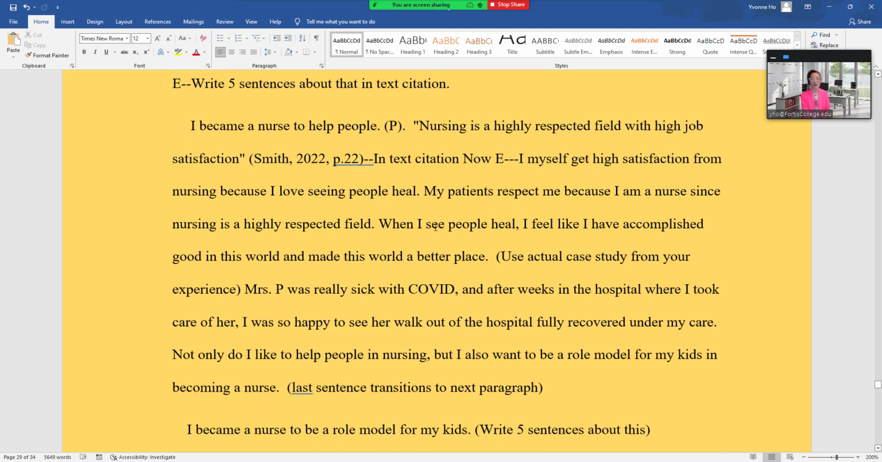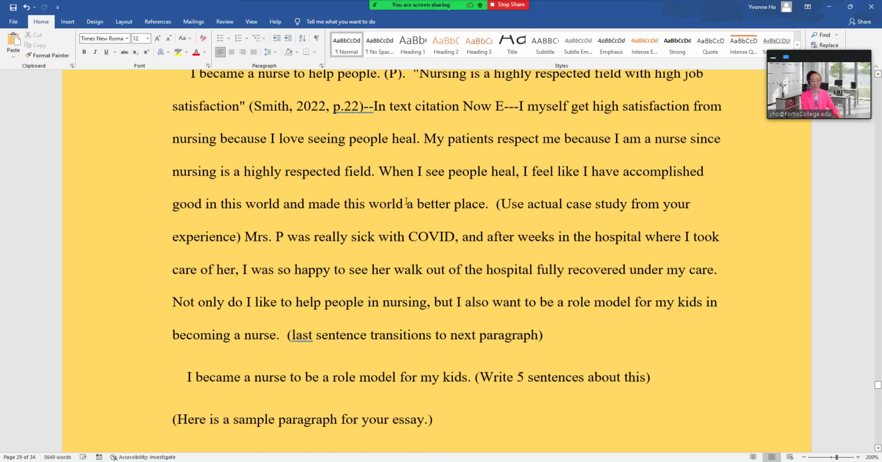So here is an example of pie structure. I became a nurse to help people, so that's P for where I got that topic sentence that matches the thesis statement. Main point, P stands for main point. Nursing is a highly respected field with high job satisfaction. So if you want to find in-text citations, you can go and look up benefits, Google benefits of nursing. Okay, that's where this person got it from. Then after you put in your topic sentence, you put in one in-text citation, then you write about your in-text citation in 5 sentences. So that's pie structure, which I've already gone over.